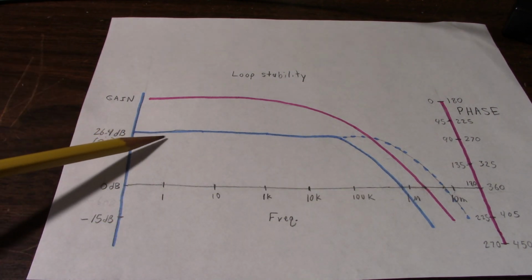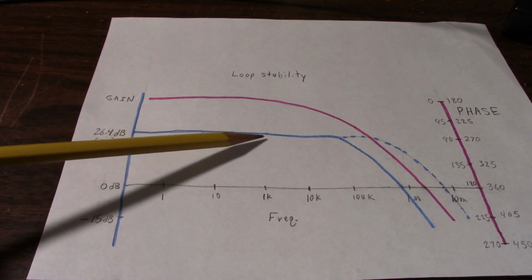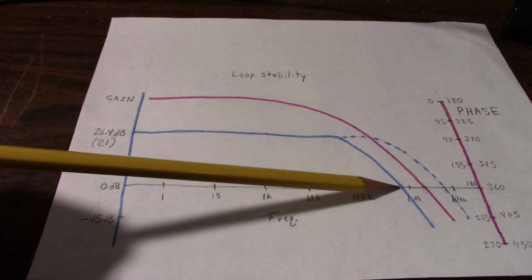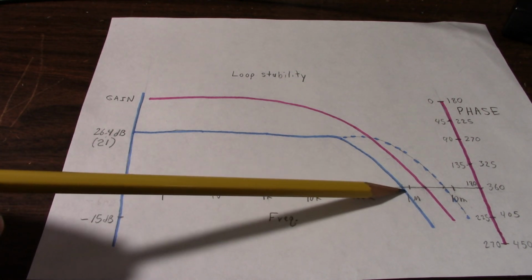So we'll look at the solid blue line amplifier first. You can see that it's nice and flat, then out to around 100 kilohertz it starts rolling off, and it hits unity gain, or 0 dB, at several hundred kilohertz.